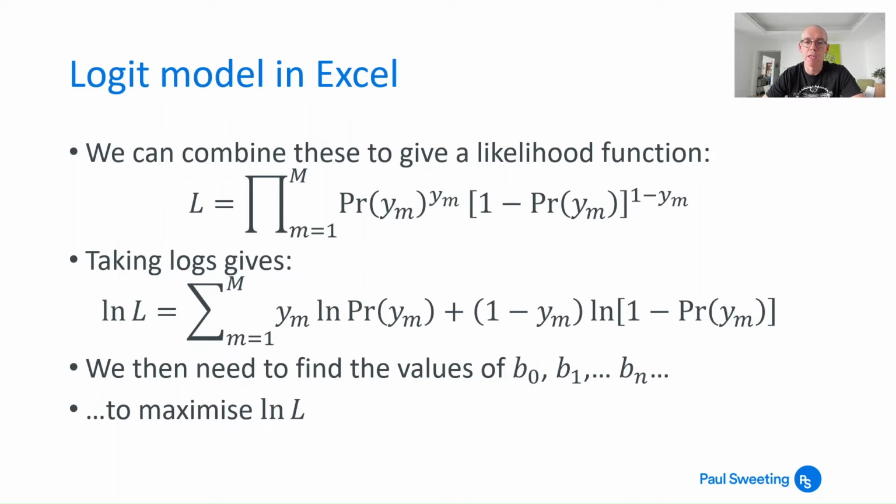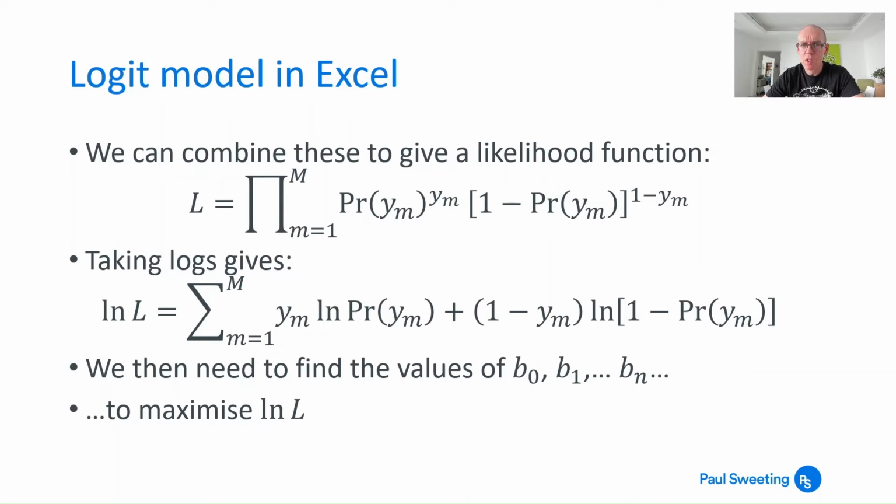So essentially, if you've got a firm which has defaulted, you've got the first part of this equation, PR of ym. If the firm hasn't defaulted, you've got the second half of this equation, 1 minus PR of ym. And you've got them all multiplied together to get to the likelihood function.